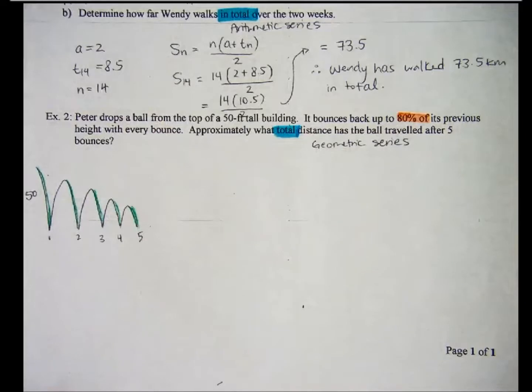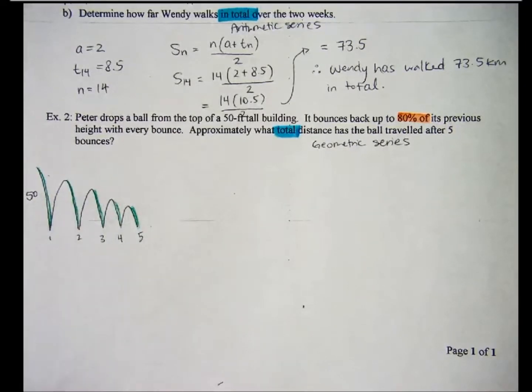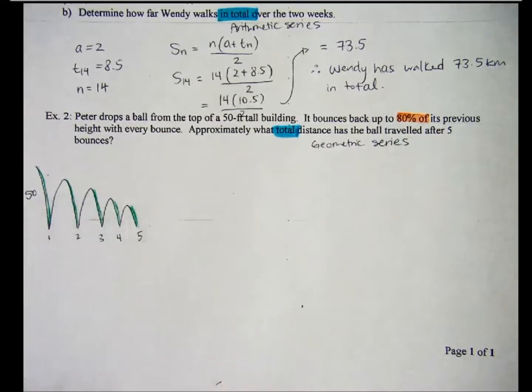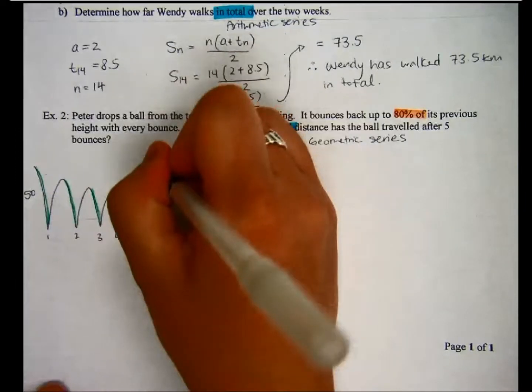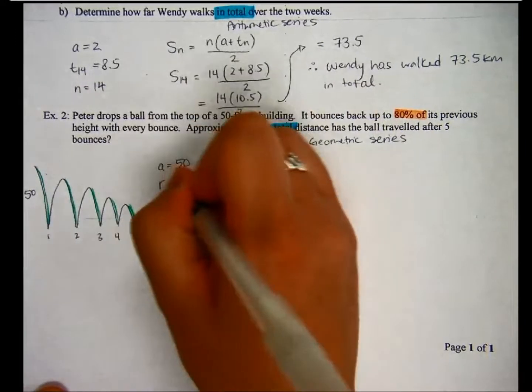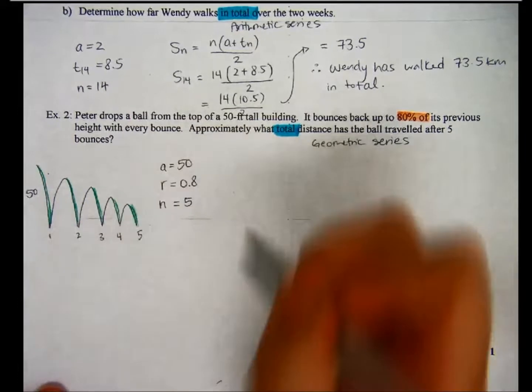So there's the geometric sequence, starting with 50 and then 20% less, or 80% remaining every time. I'm going to calculate the sum of these 5 first, and then I'm just going to subtract 50 afterwards and double the remaining just to account for the up bounce. And then I'm going to add everything together. So I know that A is equal to 50. I know R is equal to 0.8. That's the ratio. And N is equal to 5 bounces.